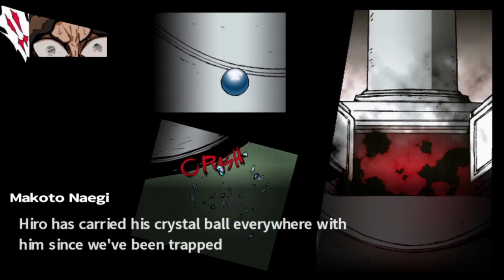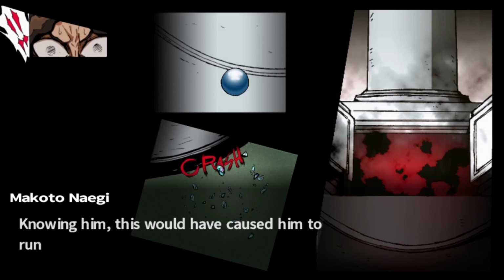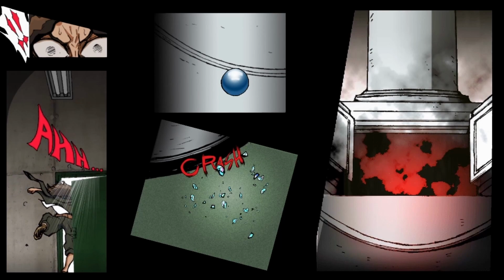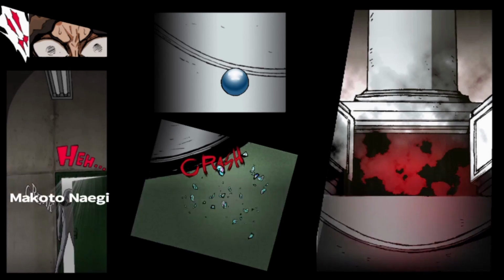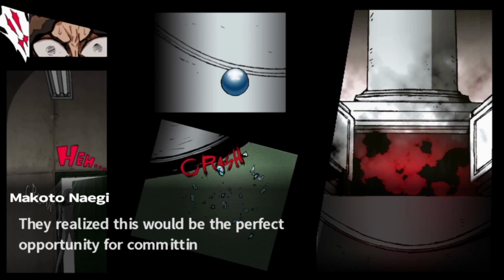Hero has carried his crystal ball everywhere with him since we've been trapped here, and we've been distraught over it breaking. Knowing him, this would have caused him to run out of the trash room out of fear of the supernatural. The killer, who checked the trash room multiple times a day, found that the gate was wide open. They realized this would be the perfect opportunity for committing murder.